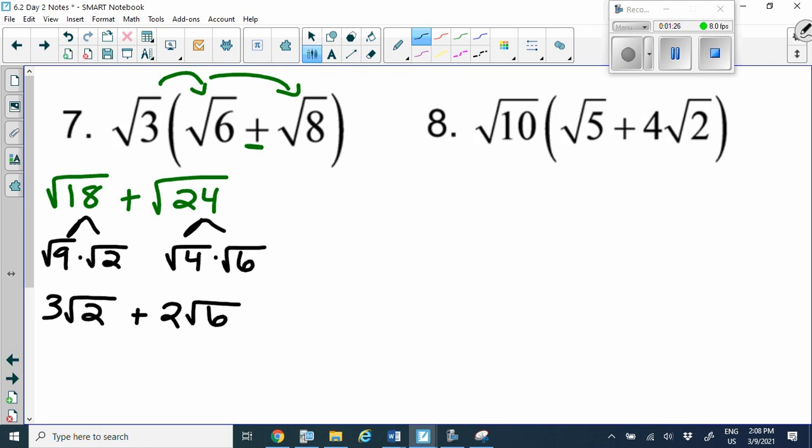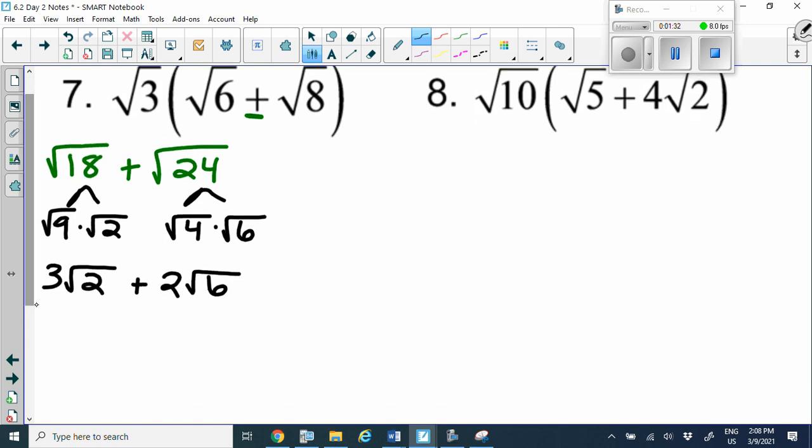Now we do need to decide if we can combine anything more here. Well, though they both have the same radical, the square root, the 2 and 6 are not the same, so we cannot combine this. So our final answer is 3 square root of 2 plus 2 square root of 6.